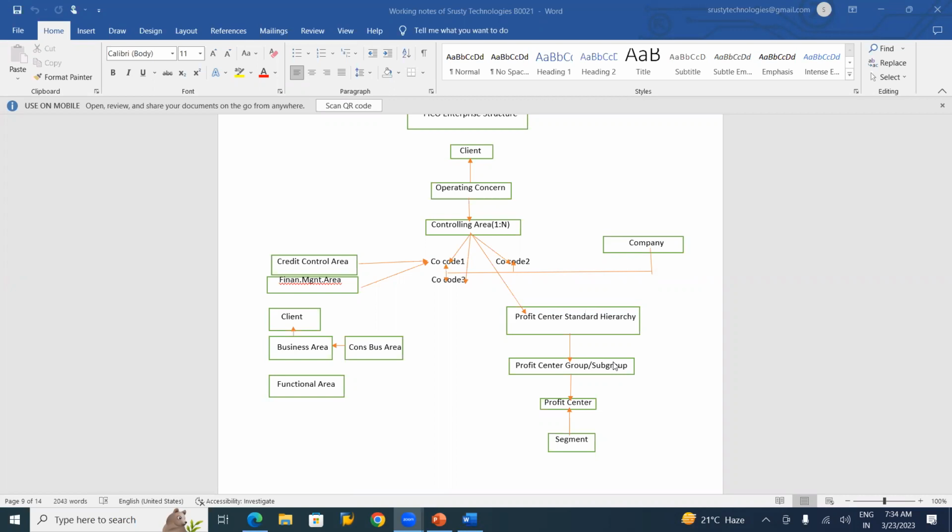Yesterday, we discussed what an operating system and controlling area are, what a company is in the enterprise structure, and what a company code is. What is the difference between a company and a company code? Which one is mandatory and which one is optional? Any questions on that? Good to go.